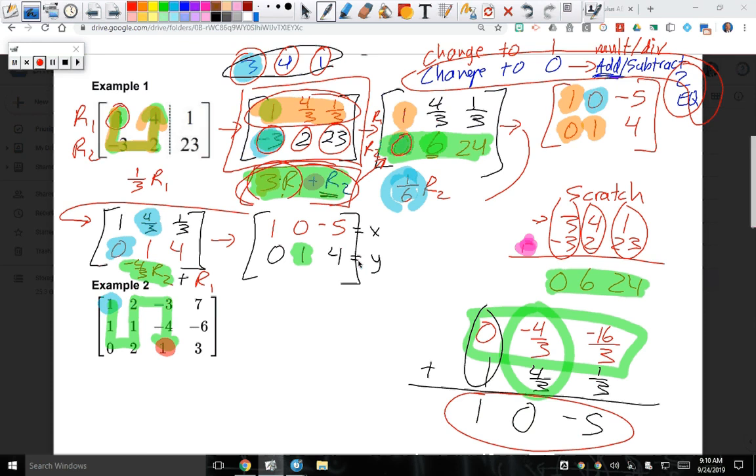Yes? This is just kind of a general question, but how do you decide whether you're going to use reduced row or just row? Okay, so reduced row gets you the full answer all the way. The reduced row echelon form will get your final answer, where the row echelon form doesn't get the final answer. It gets like the in-between answers per se.